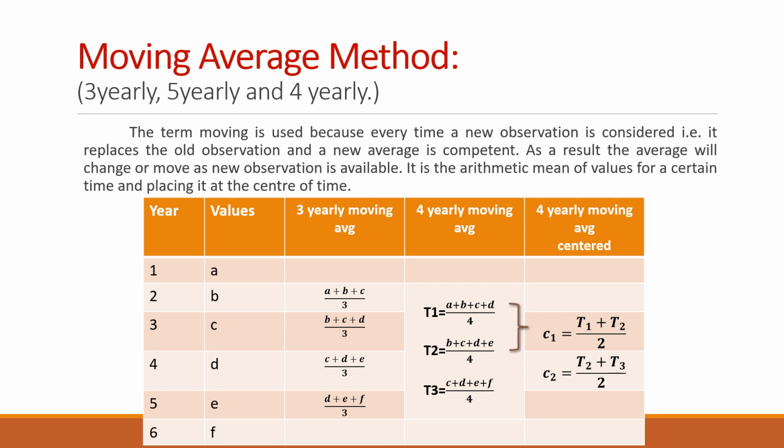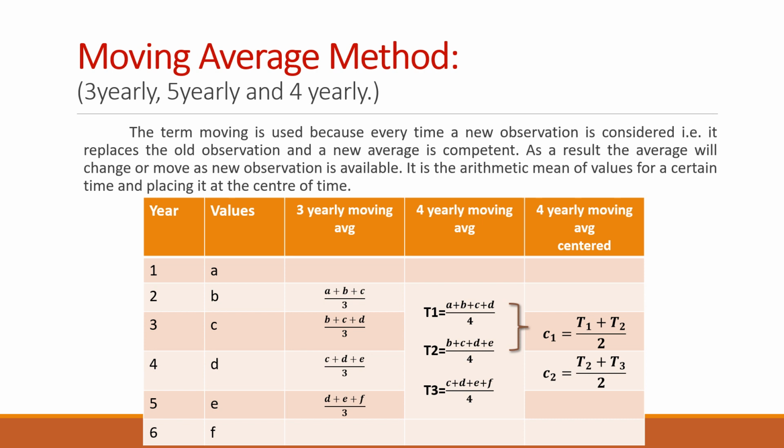So in that case, we have to add the first two moving averages. Two will be considered here. So first T1 plus T2 divided by 2. It has to be placed in between T1 and T2. So by that we can get the value of the 4-yearly moving average, which is centered.